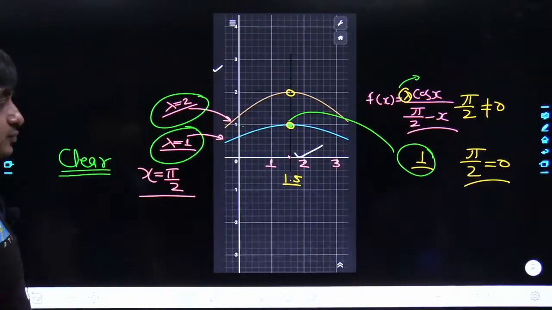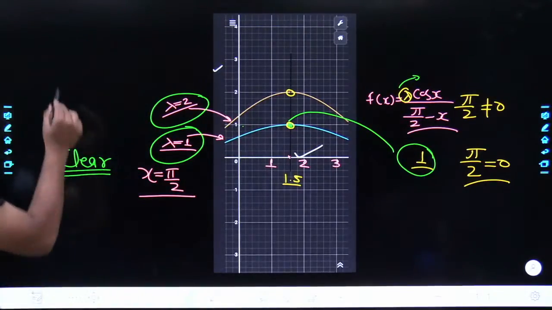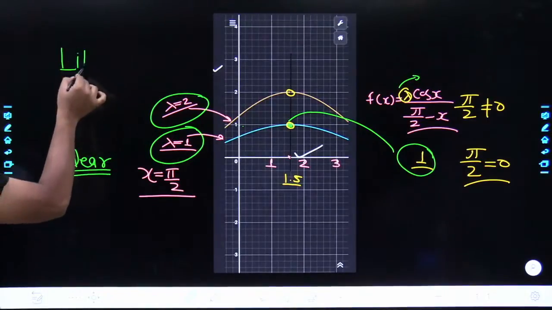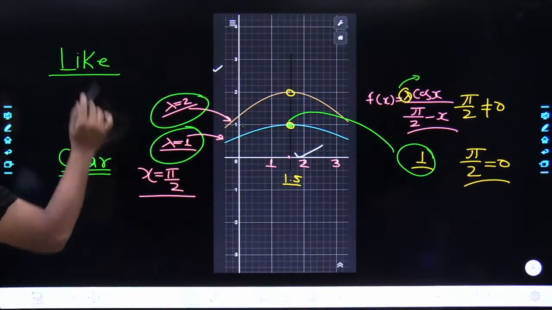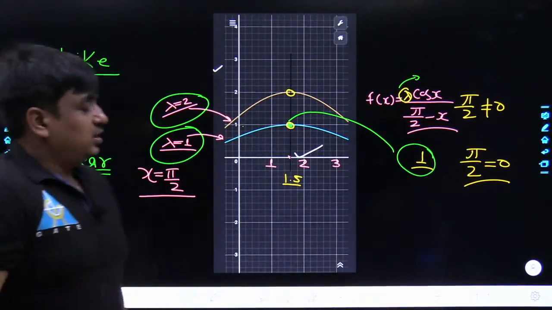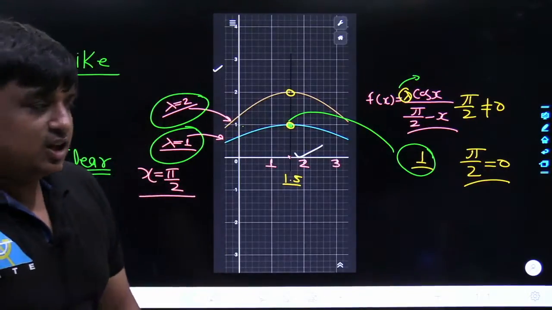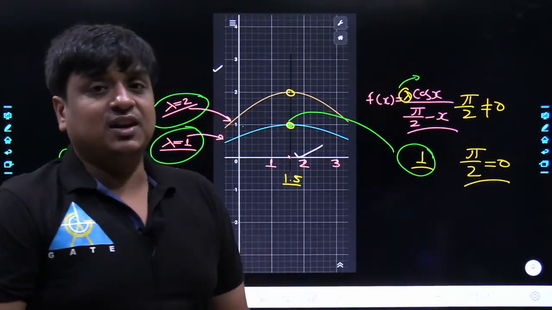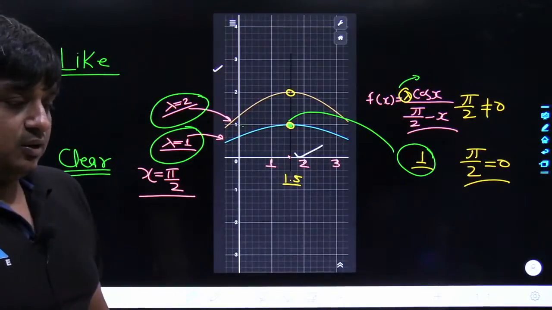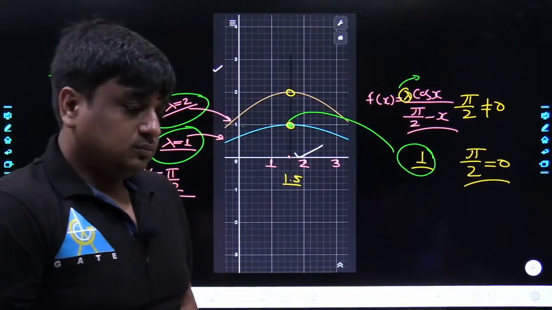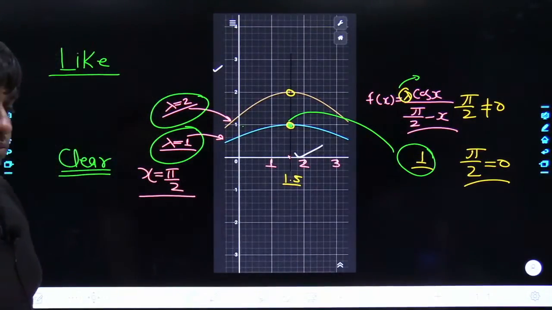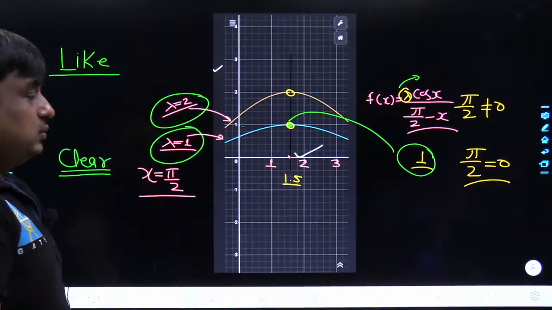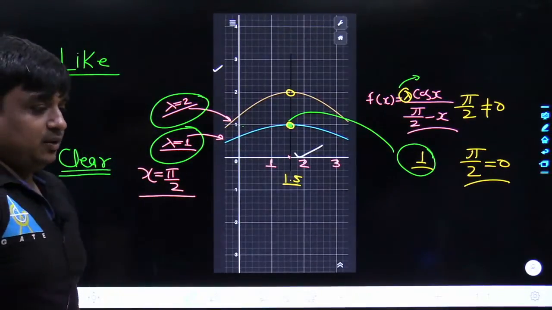Is the part clear? So if you got this in a clear manner, just write like. So I'll get to know, yes, the people are enjoying it and definitely they are learning so many things from this graph and all. Tell me remaining one.